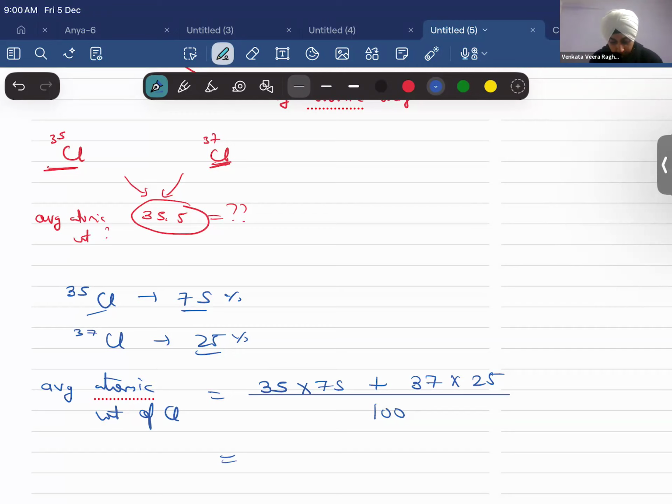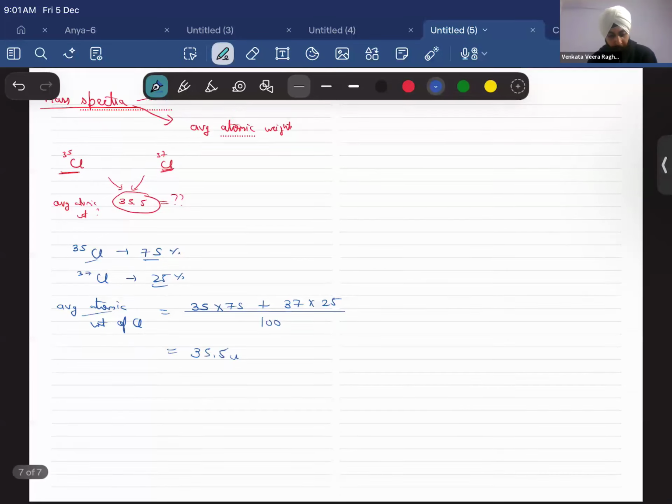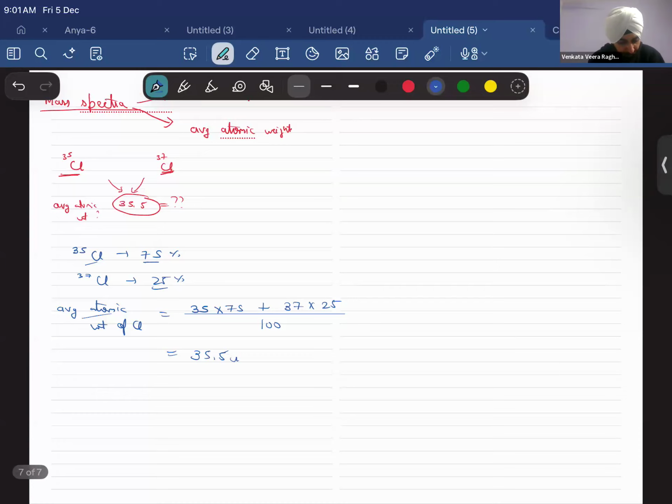If you solve it, you will be getting 35.5 only. And because it's an average atomic weight, the units will be u, or gram per mole, anything you can use. I hope it is clear. Is this fine? Okay, cool then. If this is clear, then I don't think you will be getting any problem in the mass spectra.